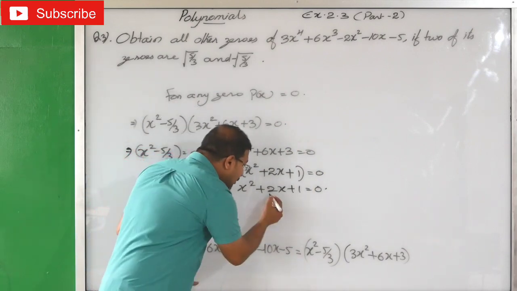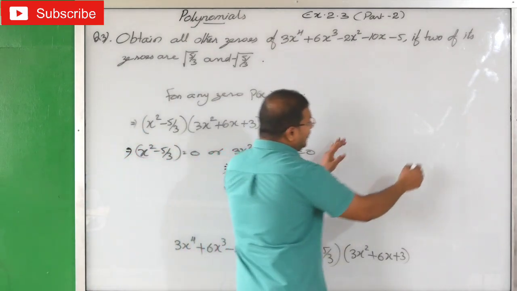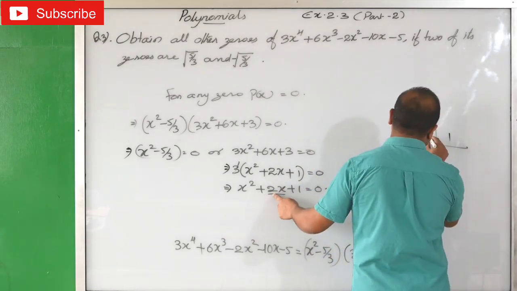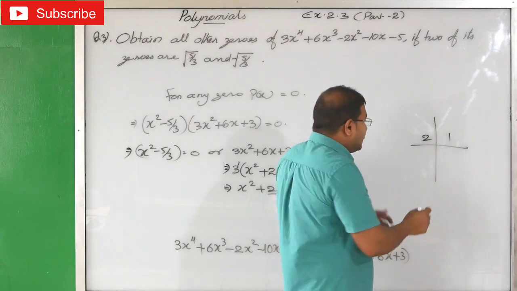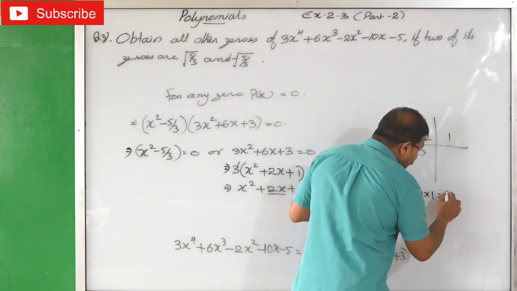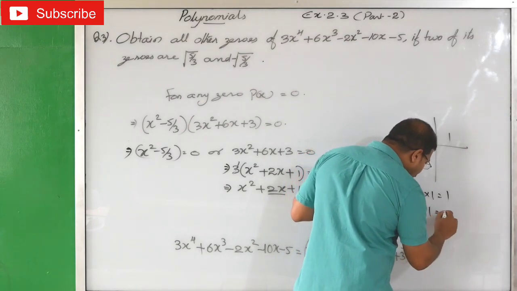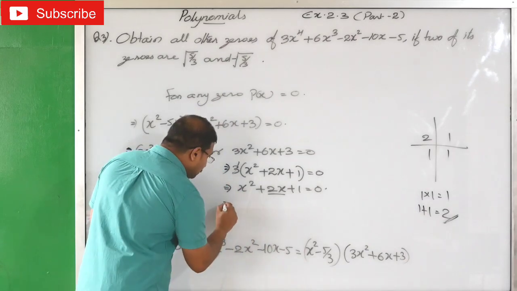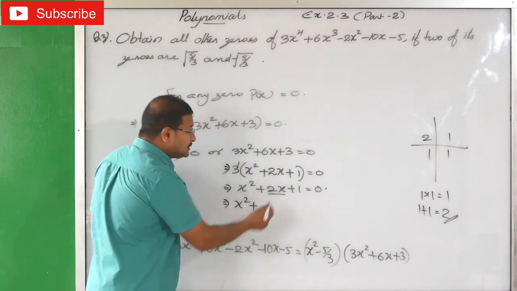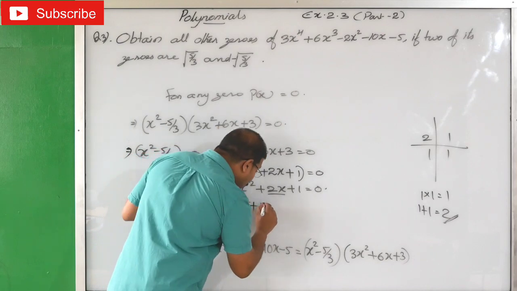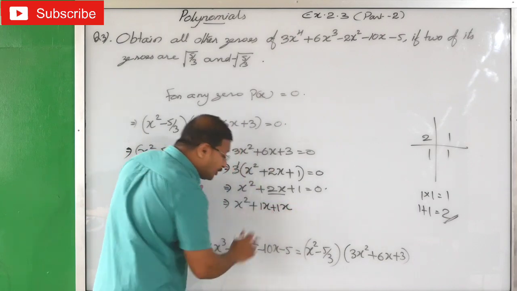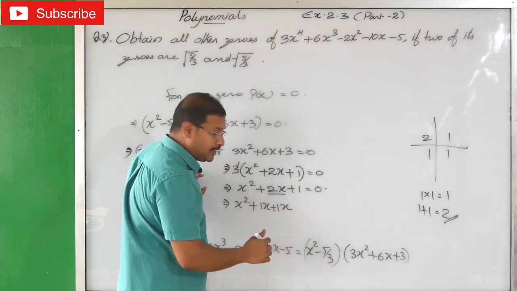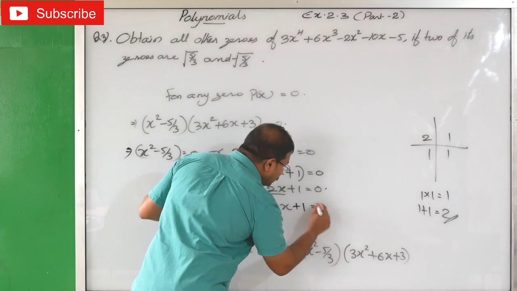Now breaking the middle term. Multiplication we are getting 1. Addition we are getting 2. Both are plus. That means 1 into 1, 1. 1 plus 1, 2. So the numbers are 1 and 1. Ready? So we'll write, this implies x square plus, in place of 2x, what can you write? 1x plus 1x. Actually you can write x plus x, but to understand I am writing 1x plus 1x. Ready? So plus 1 equal to 0.